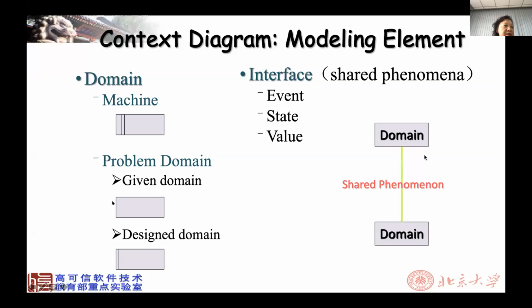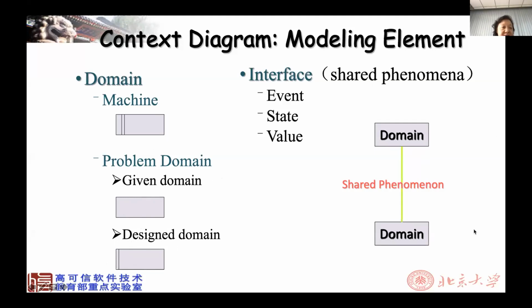And these two rectangles, one is just a plain rectangle and one with a single line here. They are problem domains. Yeah, this one is also called the given domain, and this one is called the desired domain.